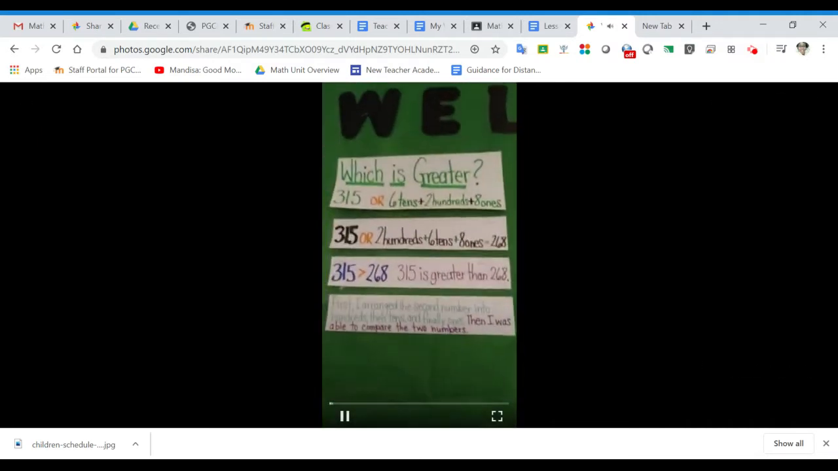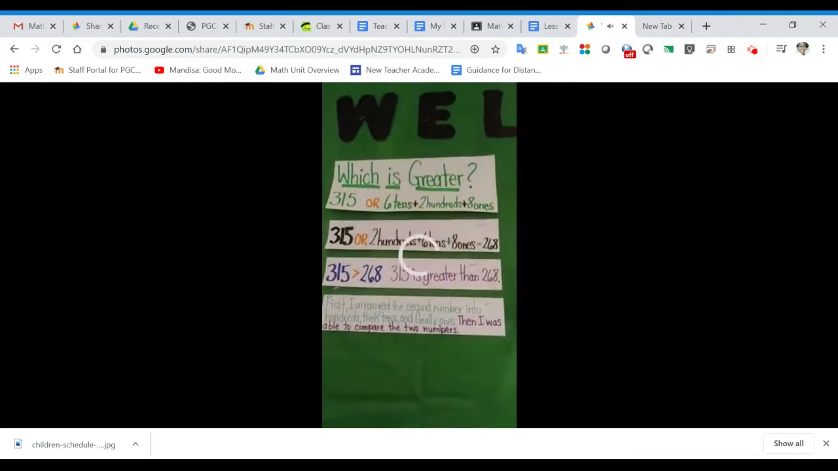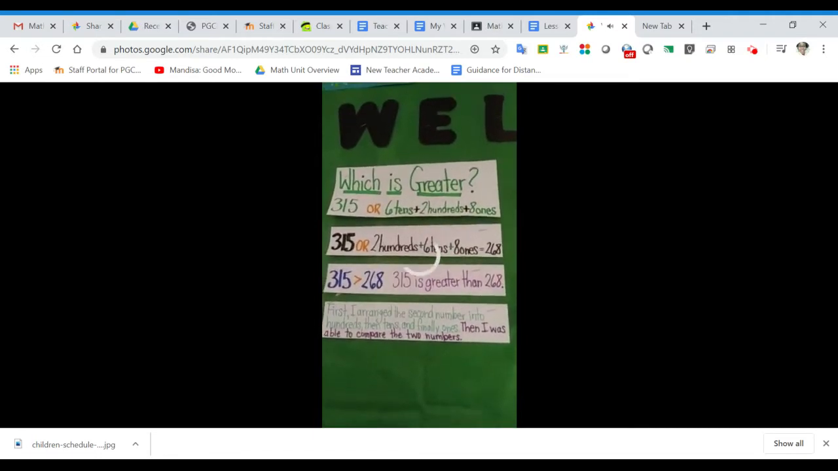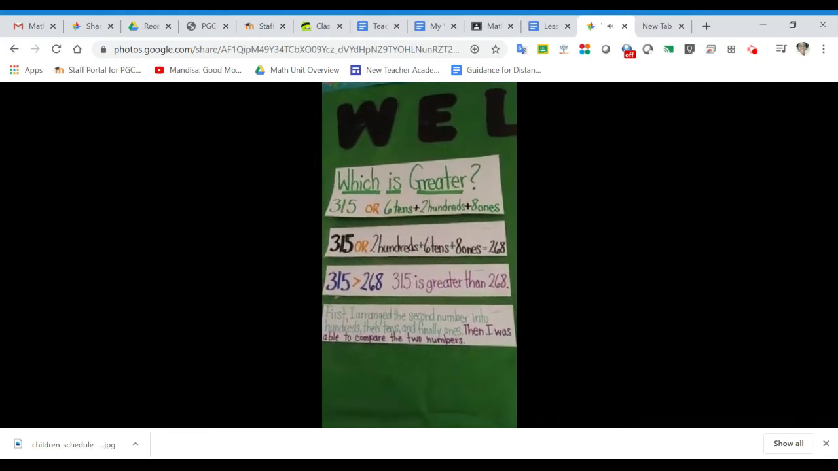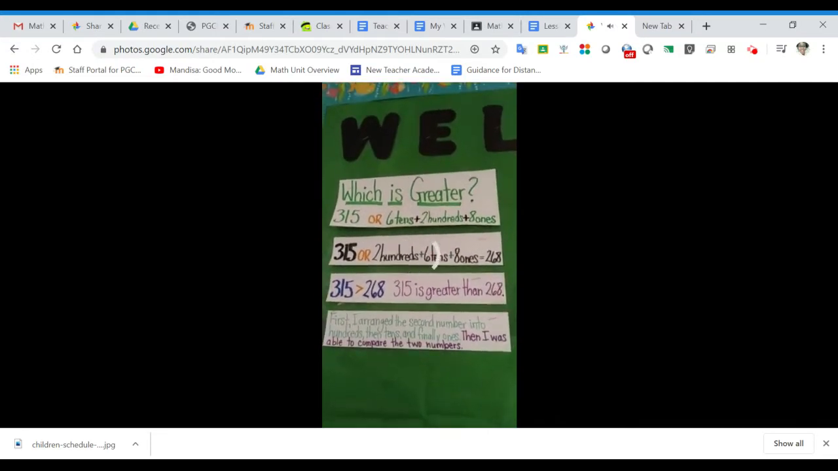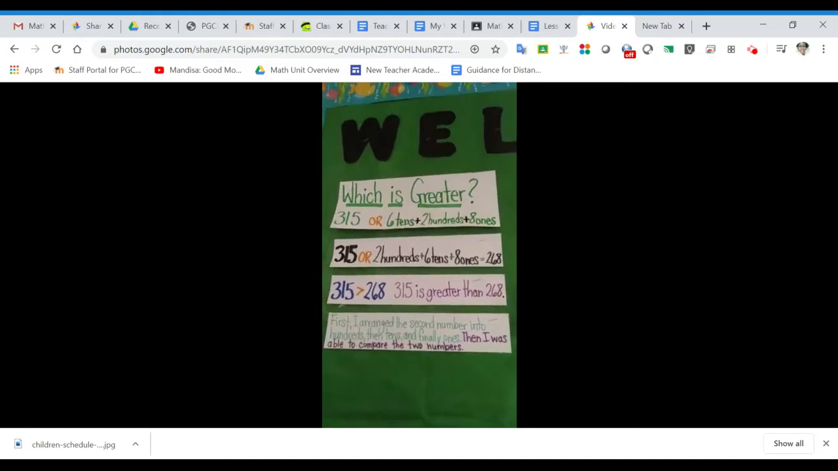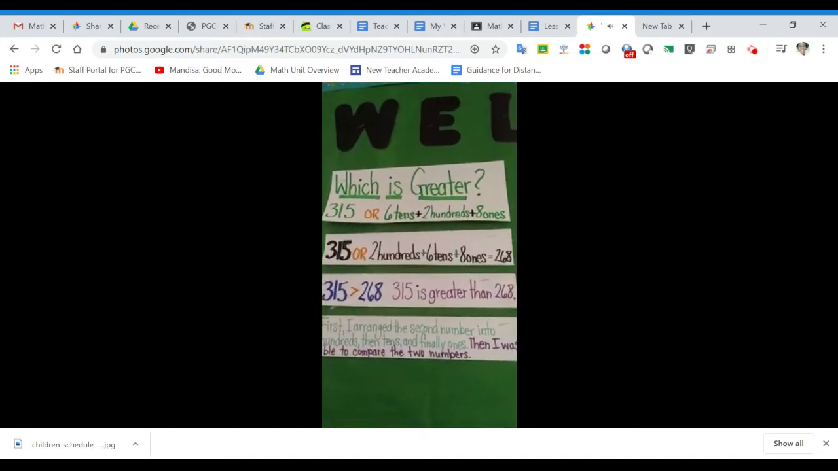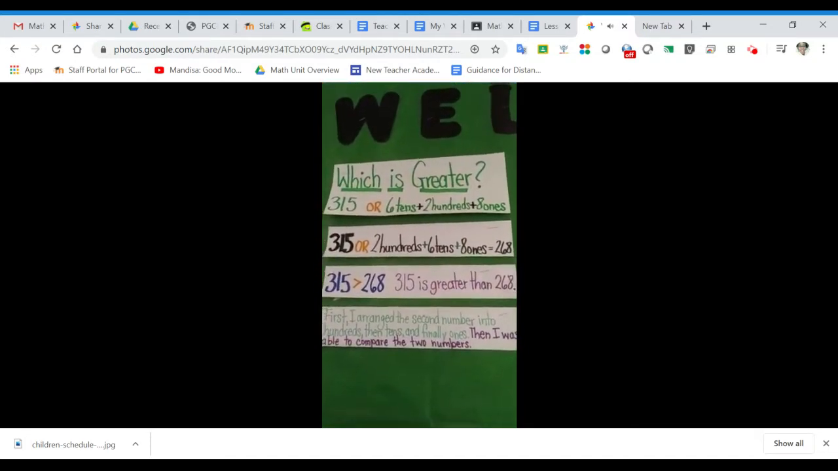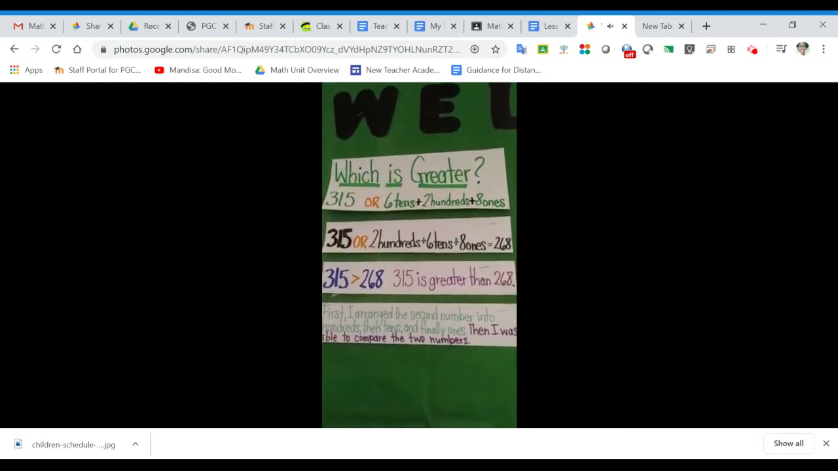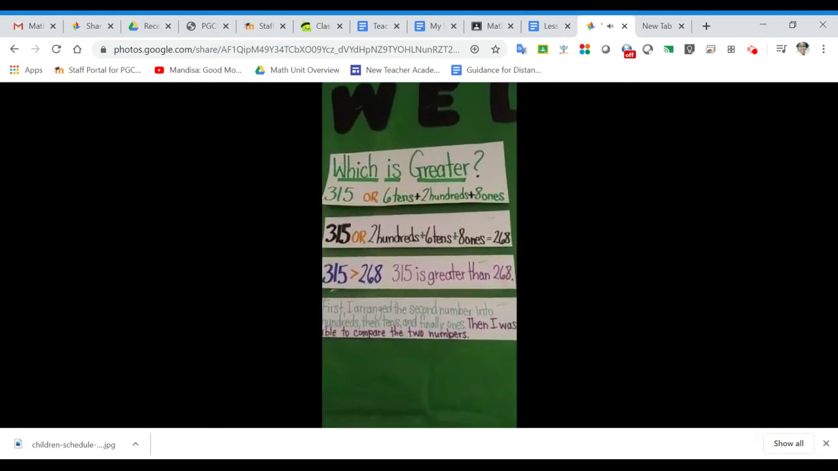Welcome back. This is part 3 of our comparison of two 3-digit numbers. As you remember, in the first 2 lessons, we compared the numbers 315 and 268.